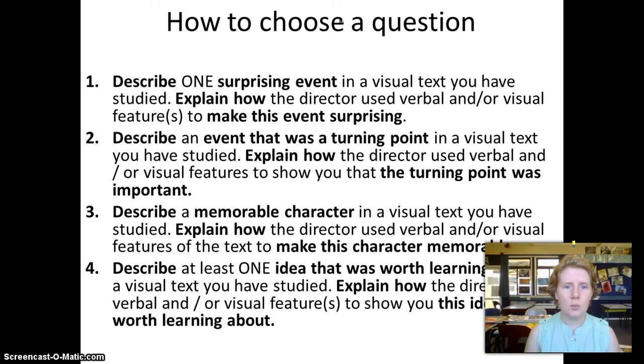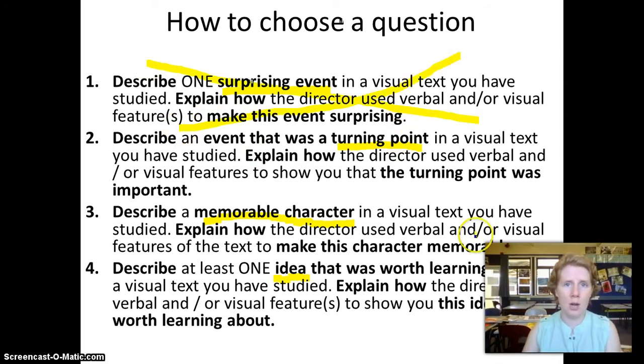Number 4: describe at least one idea that was worth learning about in a visual text you've studied, etc. Okay, so what you have to do now is think, what has my teacher actually taught me? Have we talked about surprising events in this film? Have we talked about turning points? Have we talked about memorable characters or character at all? Have we talked about ideas or themes? If you haven't talked about one or more of these things, then just cross that question out. For example, there is a surprising event, but your teacher may not have discussed it with you. So you just cross it out.